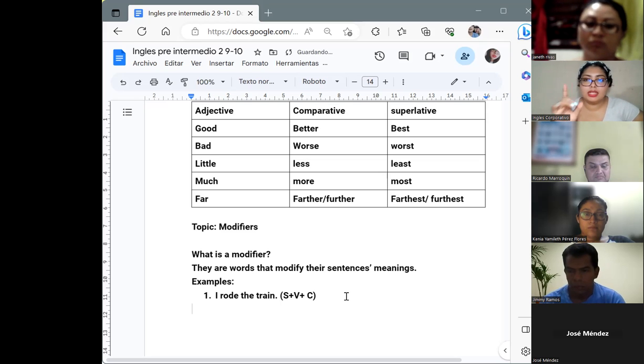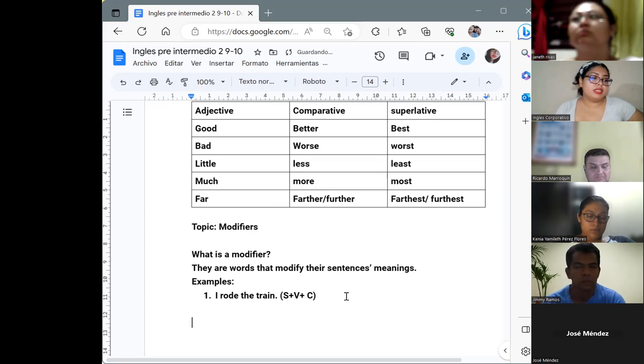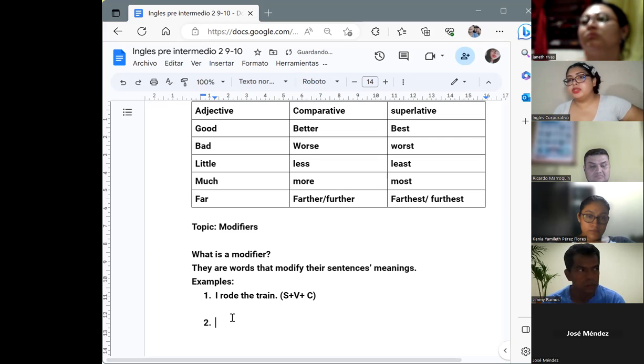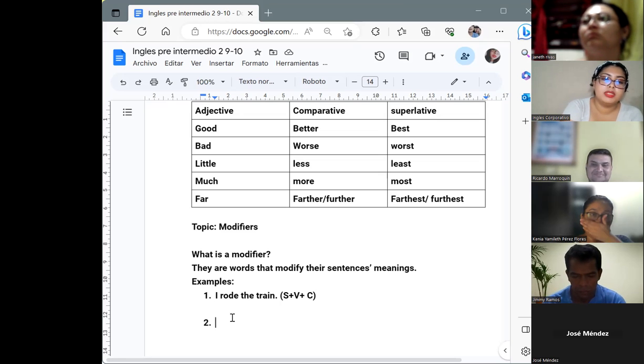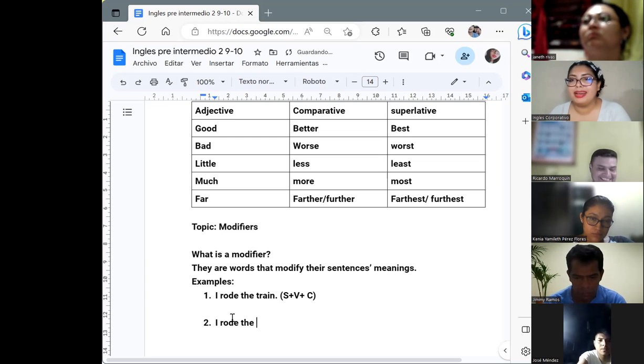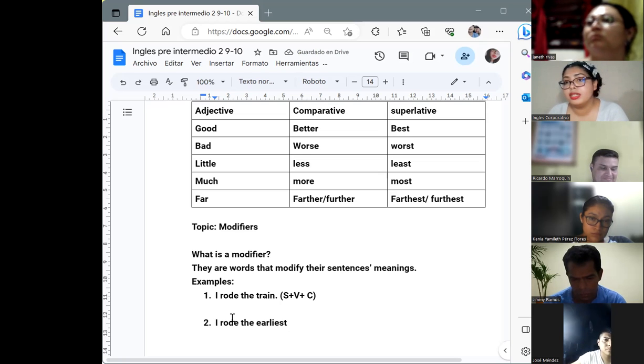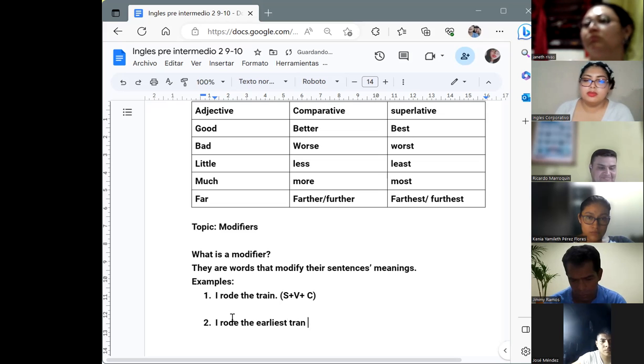But now we are going to see the second sentence. But in this case, we are going to see there is kind of long statement. And we are going to see what are the elements that we have on that statement. I begin with my subject, my verb. I rode the. Hasta ahí vamos con la misma base de mi oración número uno. Ahora voy a modificarla y voy a ponerle earliest. Earliest what? Train. To what place? Into the city.